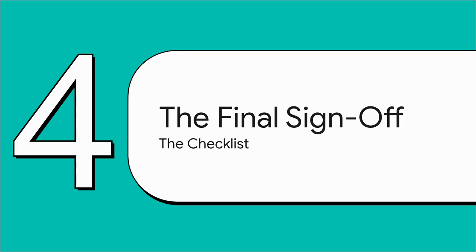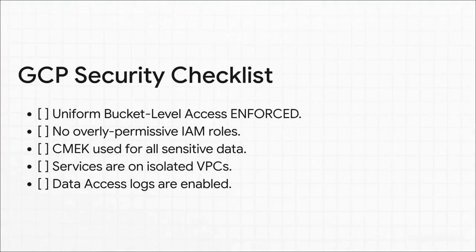All right, we've done it. We've inspected the doors, we've checked the vault, we've tested the walls, we've found the red flags, and we've put the right fixes in place. Now it is time to bring it all together into that final sign-off using a clear, non-negotiable checklist. For me, it all comes down to this system, this exact checklist. Is uniform bucket level access turned on?